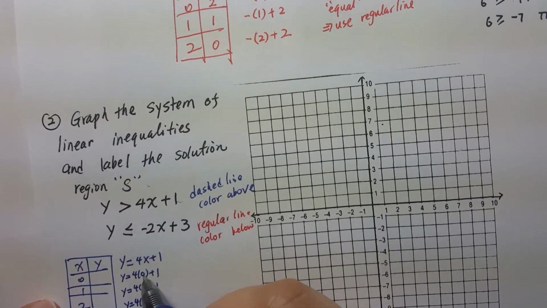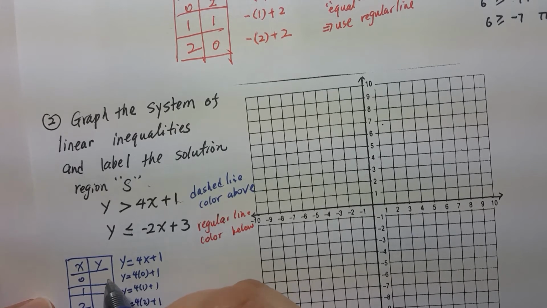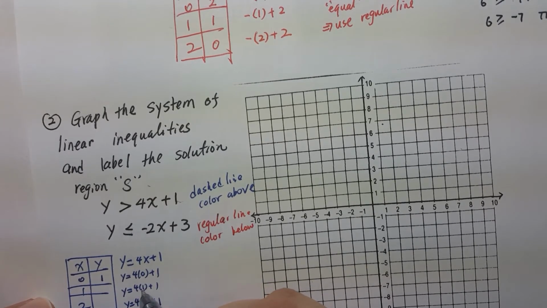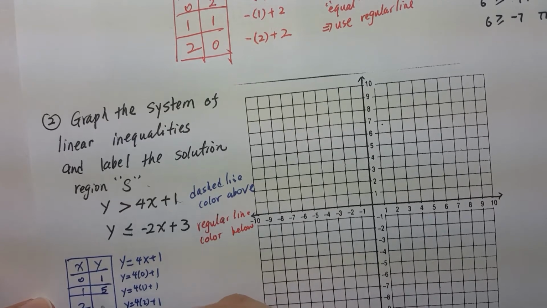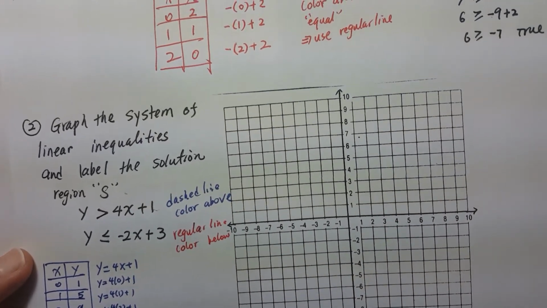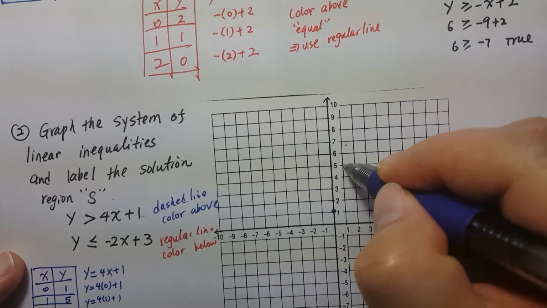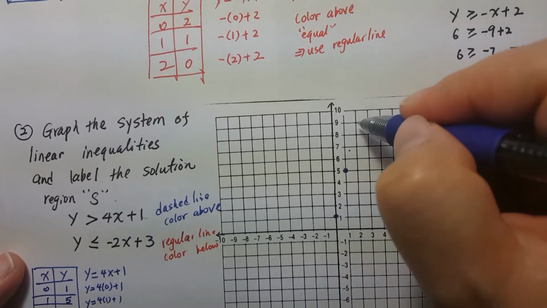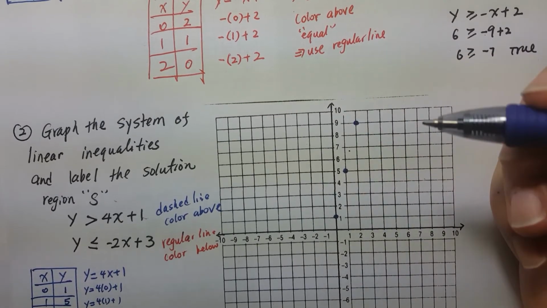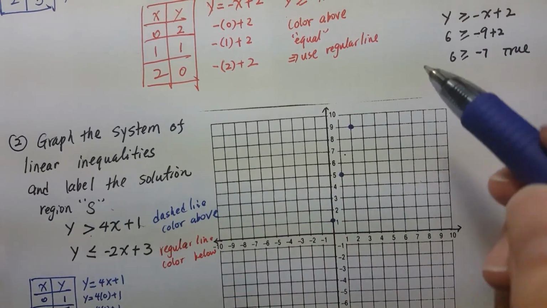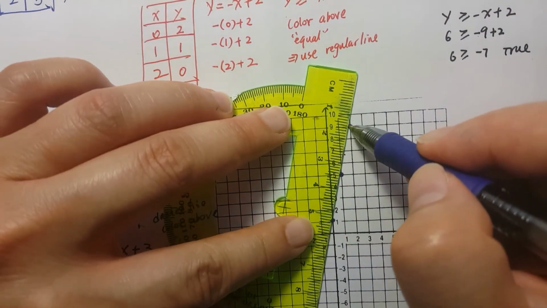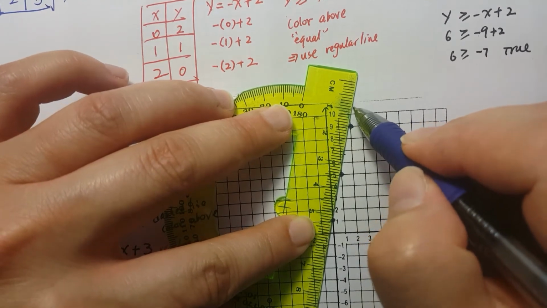You can do it in your mind or use a calculator. 4 times 0 plus 1 is 1. 4 times 1 plus 1 is 5. 4 times 2 plus 1 is 9. Now we're going to plot the points (0, 1), (1, 5), and (2, 9). And we know that you're going to use a dashed line because there's a greater than sign, no equal sign. So we're going to connect them with a dashed line.